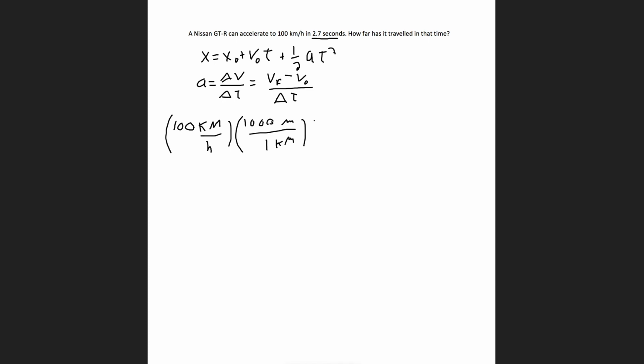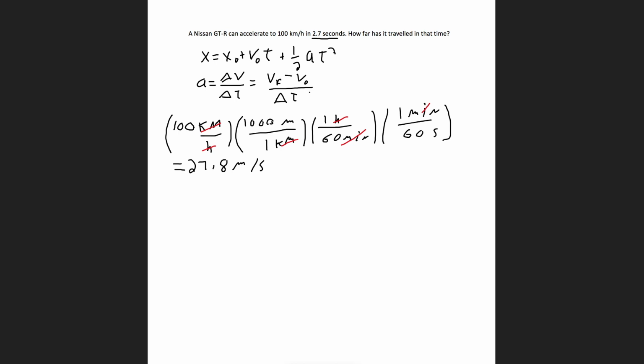Now the time conversion, we know that we want the hours to go away. 1 hour is 60 minutes. And 1 minute, we want the minutes to go away, is 60 seconds. Or if you know how many seconds there are in an hour, you can directly do that conversion rather than these two conversions here. Okay, so we see that the kilometers goes away, hours goes away, minutes goes away. It leaves us with what we want, which is meters per second. If we do the multiplications, we end up with about 27.8 meters per second as v, our final velocity.